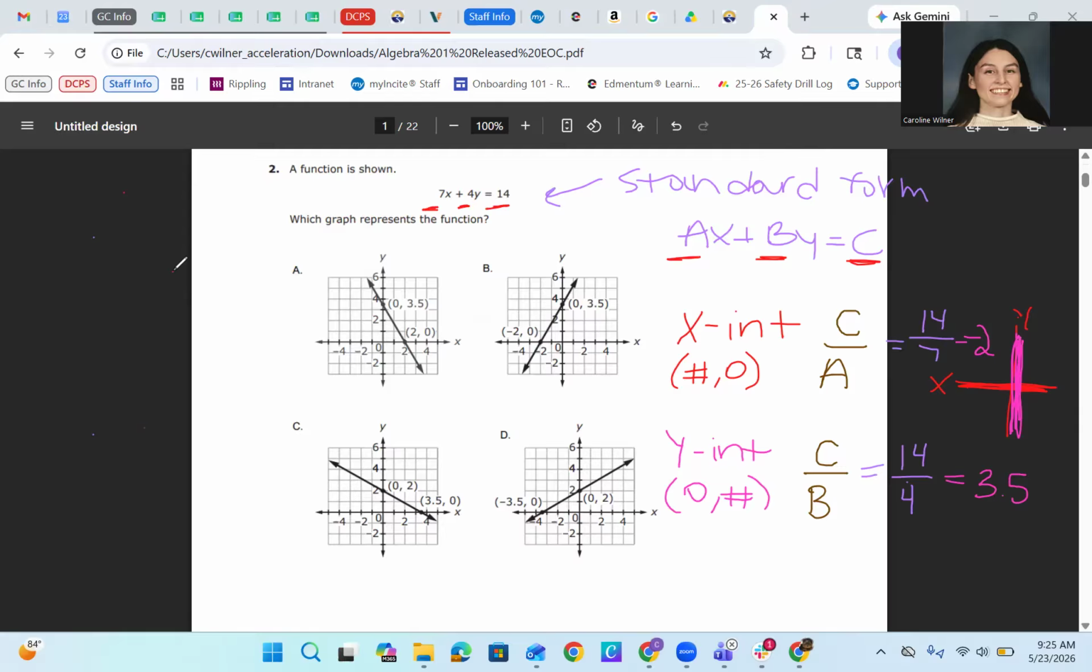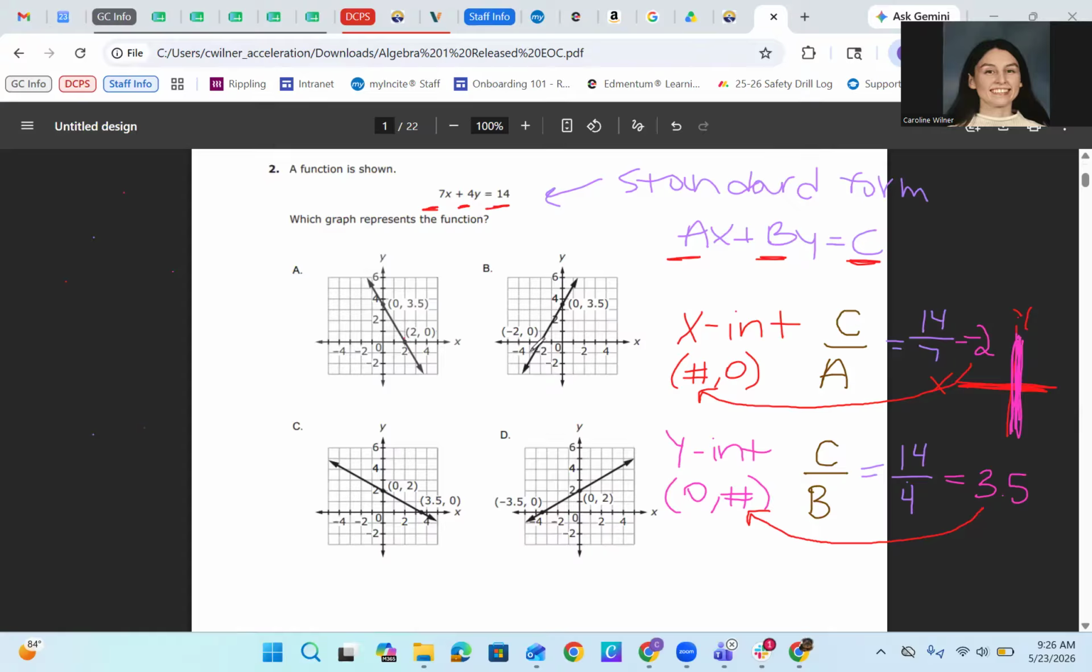Now again, I had put this set up for the points to help you. So with this x-intercept, the number you should see next to 0 is a 2. And for the y-intercept, the number next to the 0 is going to be a 3.5. We need to find the graph that matches those perfectly. So on the x, I want 2 comma 0. You'll notice it has it in A.